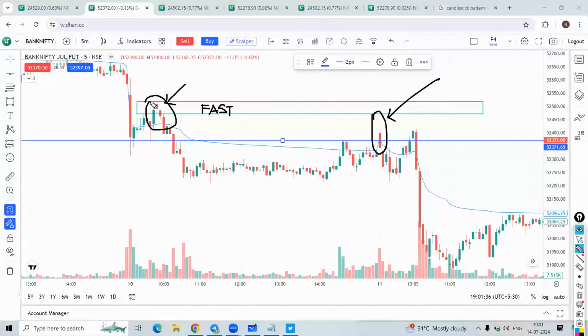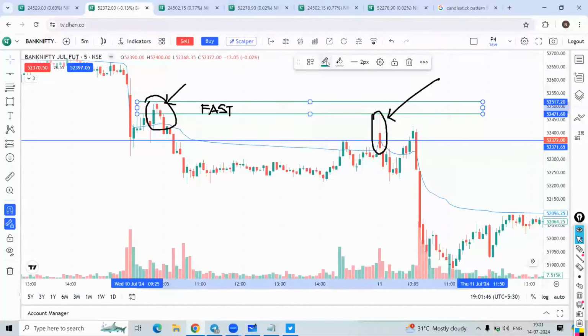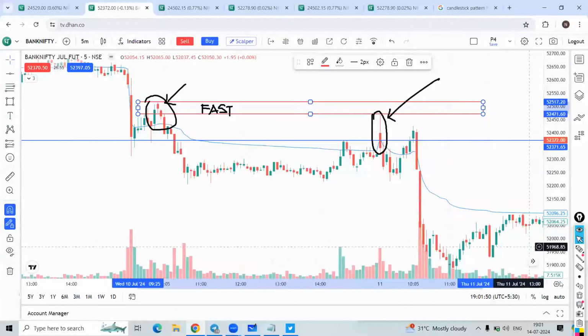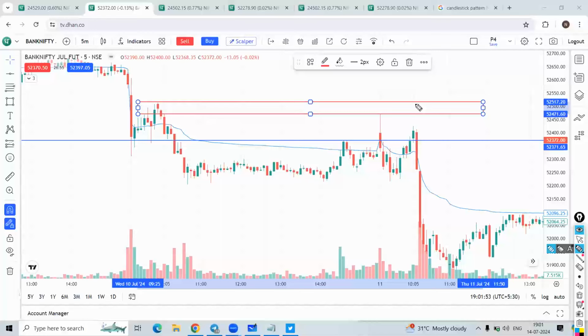Fast answers. You need to be very aggressive, sir. Fast. Bears were in control. Okay? Chalo. This is a fast bears zone. I can also mark it in red. Fine. Now, next day, if price comes to this zone, first of all, what should I do?